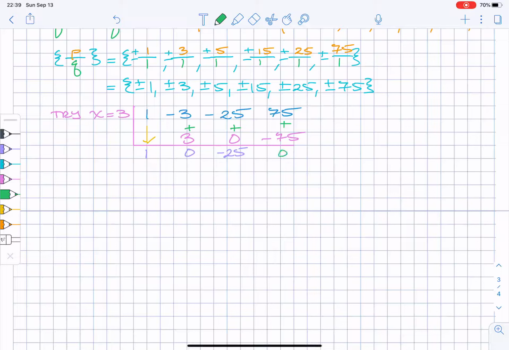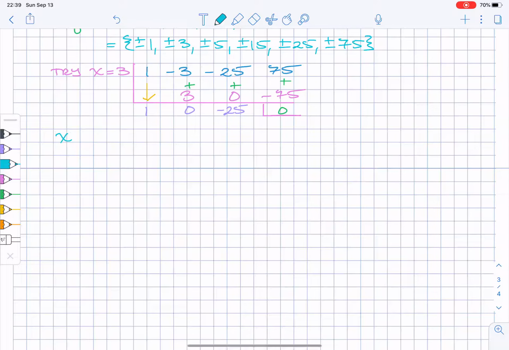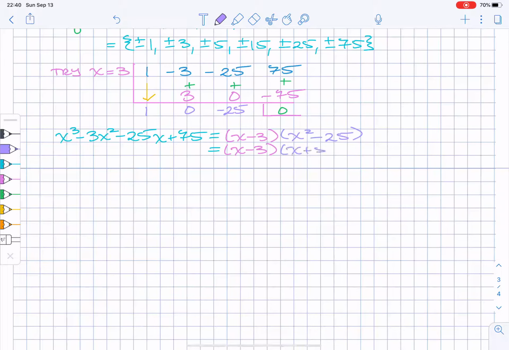Thank goodness. So that means I can factor my polynomial, x cubed minus 3x squared minus 25x plus 75, as x minus 3 times the quotient, which is x to the second power minus 25. Well, that's the difference of squares. So this is x minus 3 times x plus 5 times x minus 5.